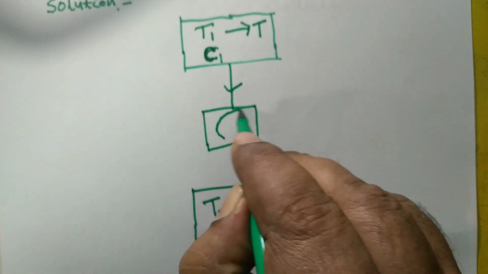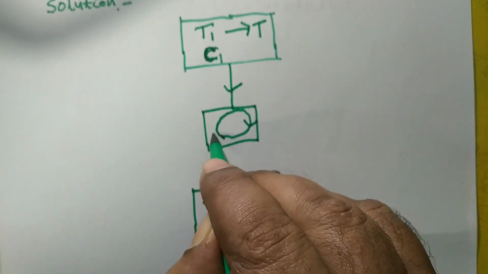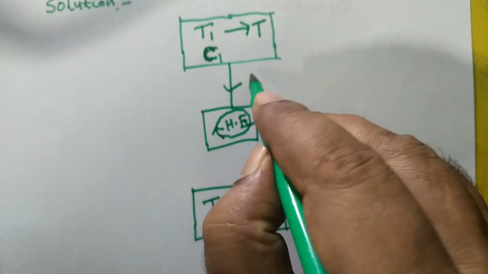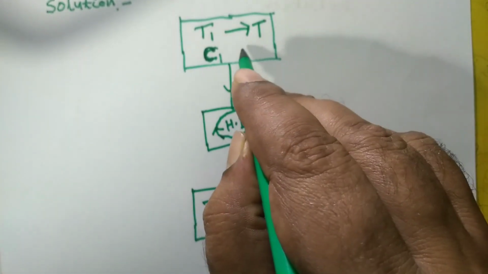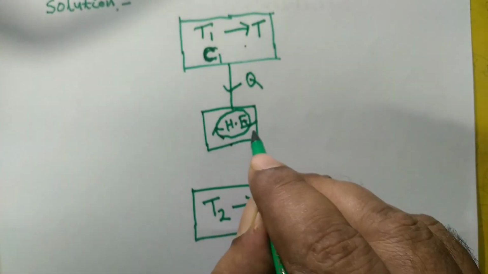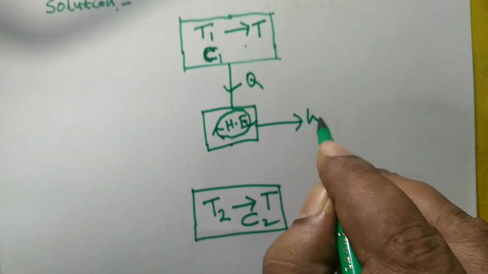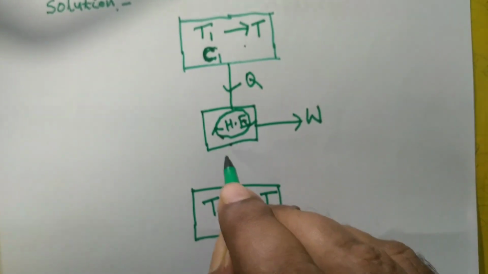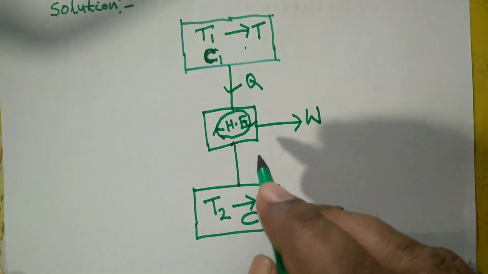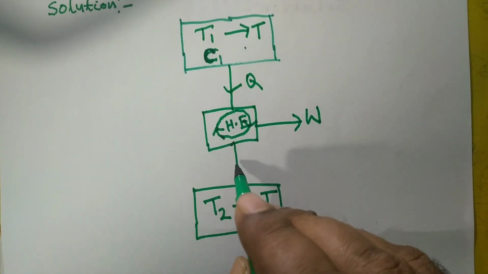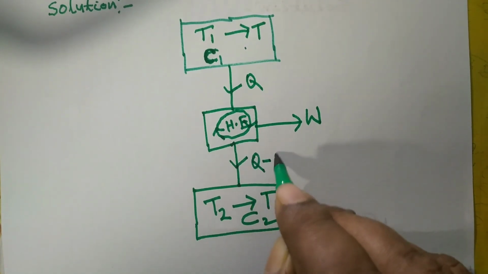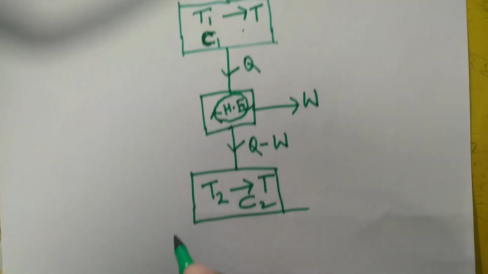A reversible heat engine operates between these two temperatures, a work producing device. So let the heat supplied from this high temperature body to the heat engine be Q, and W is the amount of work that is produced by this heat engine. Of course, a reversible heat engine works in a reversible manner. So the heat rejected will definitely be Q minus W.